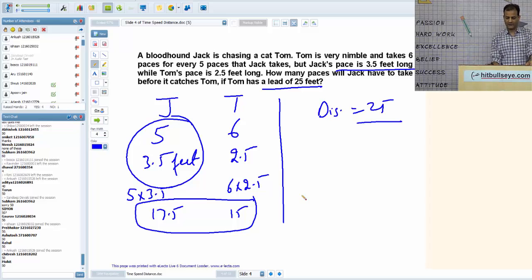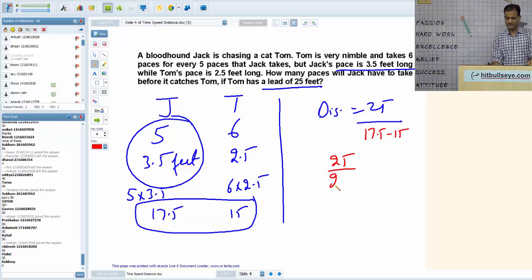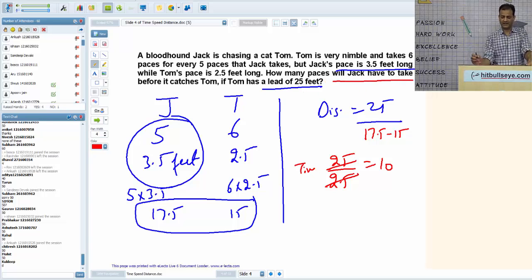25. What are the relative speeds? 17.5 minus 15, which is 2.5. So distance upon speed is time. That means, and time can be in any units. So time is 10. So question is, how many paces will Jack have to take?